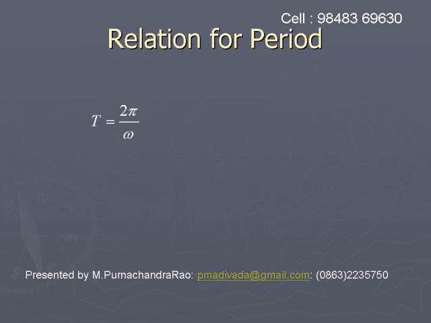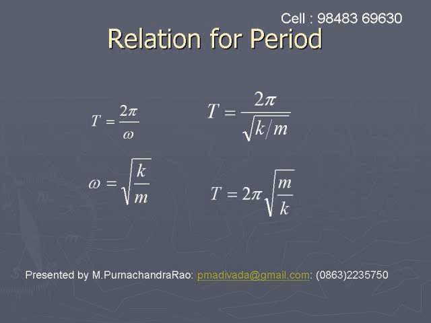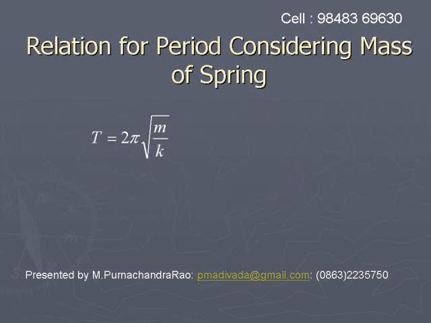The period T is equal to 2 pi by omega, and we got omega is equal to root K by M. Hence, T is equal to 2 pi by root K by M, which is T is equal to 2 pi into square root of M by K. This is the relation for finding the period of oscillation of the loaded spring.